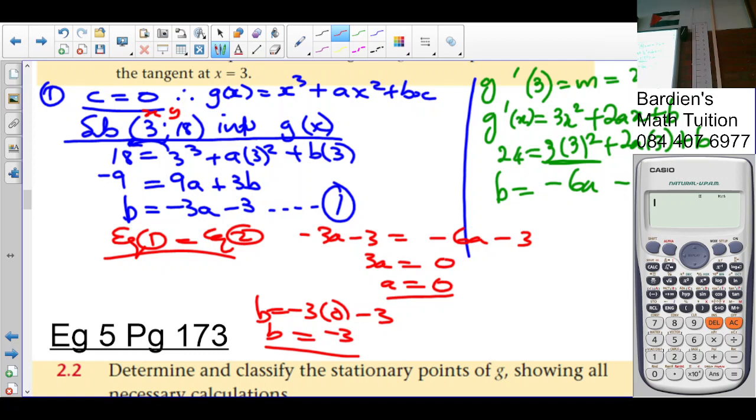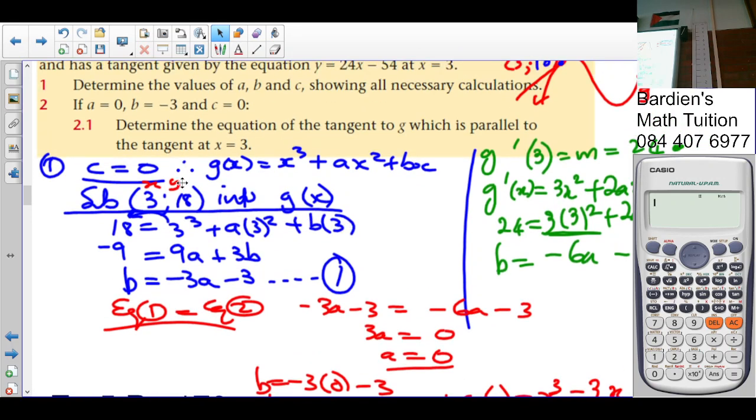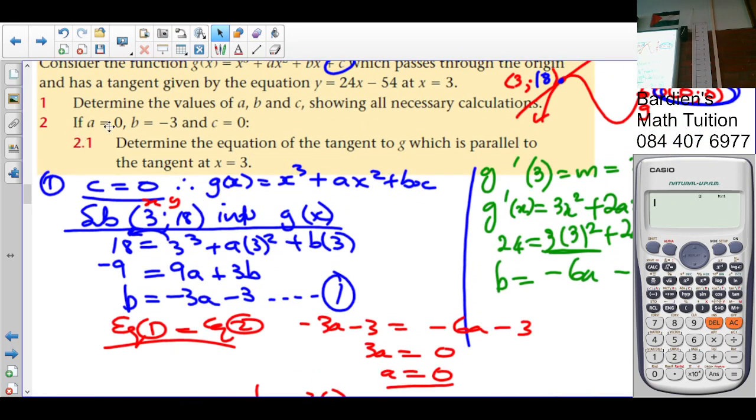So my equation now reads, therefore g of x is equal to x cubed, a is 0, which is minus 3x. And there's your answer. So your c value is also 0. Then it says, if a is equal to 0, b is equal to minus 3, and c is equal to 0, which confirms what we have calculated thus far.